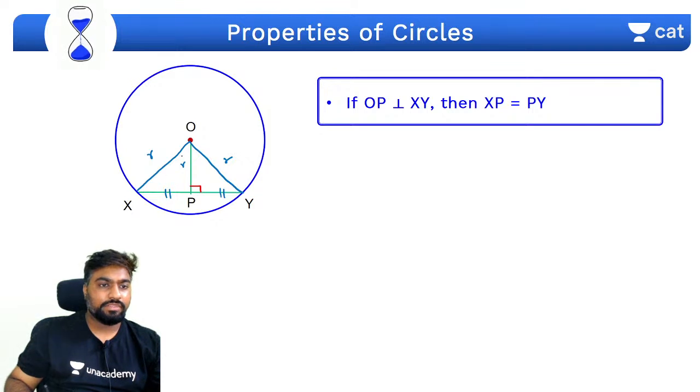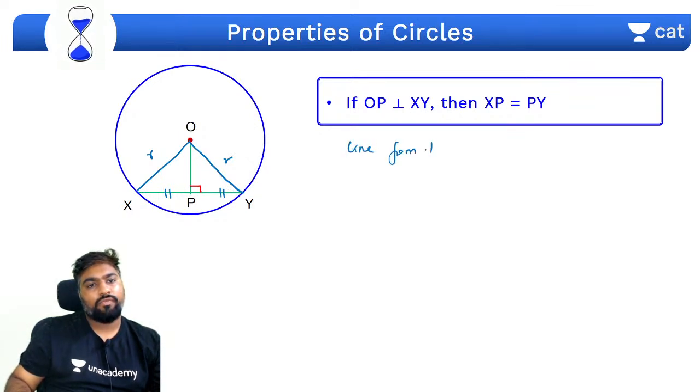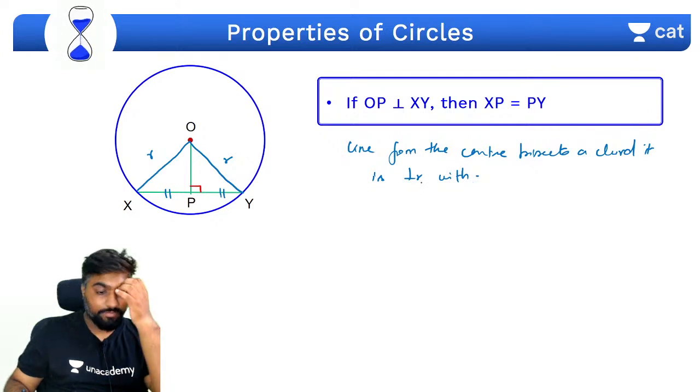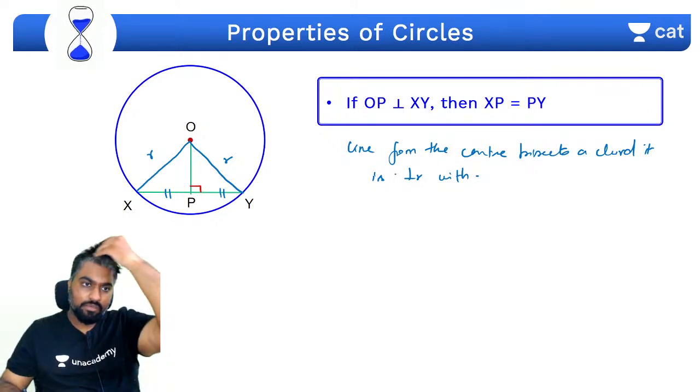This is not radius, sorry. A line from the center that bisects a chord is perpendicular to it. Done.